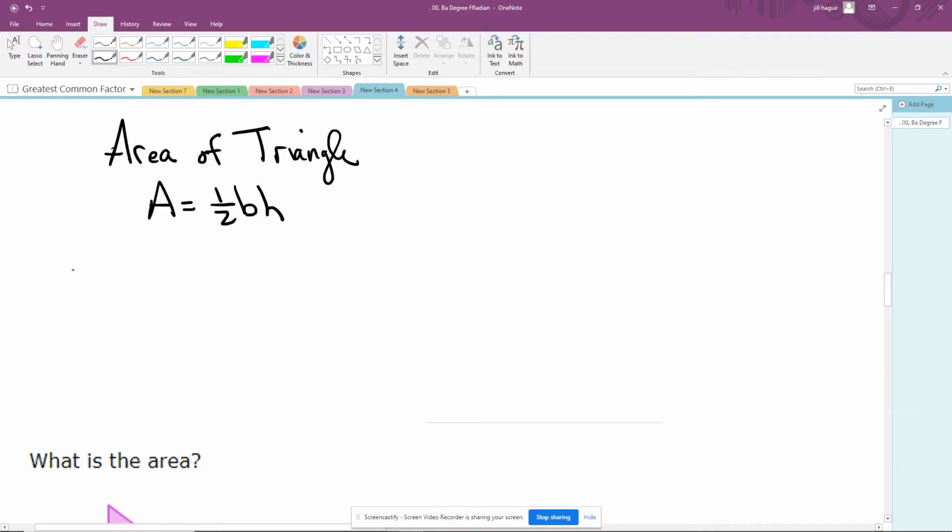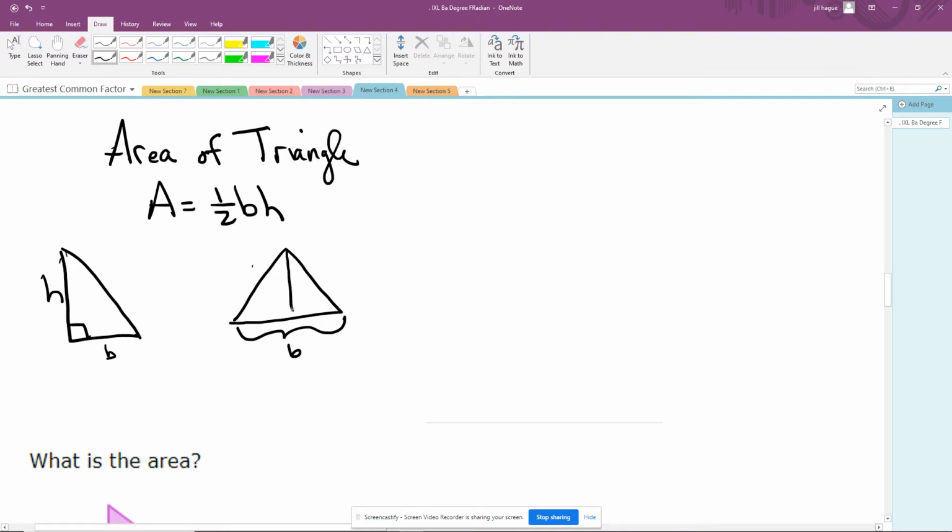Okay, on a standard right triangle, like something like this, it's fairly straightforward. We'd say this is the base, this is the height, and we multiply it out. Okay, but as the triangles start to look different, maybe something like that, how do we find the base here? Well, the base here would be this distance, right? And the height would be you have to drop a perpendicular down right here and find the height.